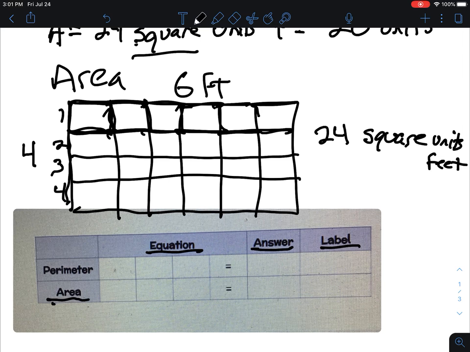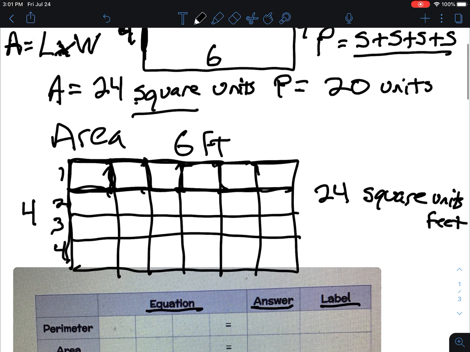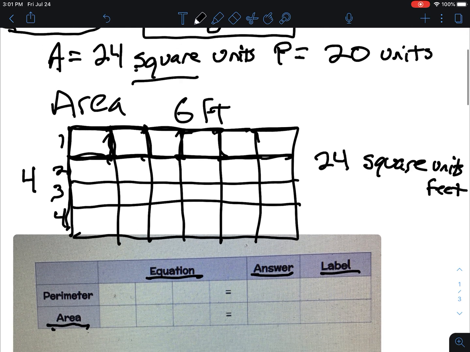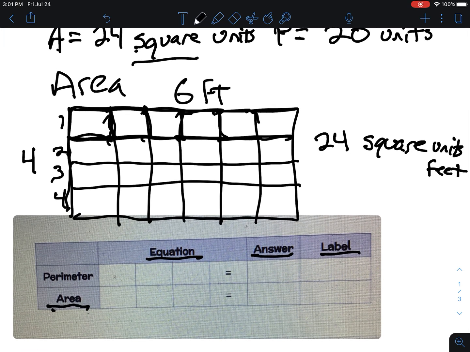So we figured out the area, so they want you to write, okay, well, what's the equation for area, right? Remember, here's the equation for area. Area is length times width. So all you'd have to do is, and I don't care what order you write them in, you could do 4 times 6, you could do 6 times 4. The answer is 24, and then you have to label it. So remember, area is always going to be square. You can abbreviate it with an SQ and a period. And in this case, it's units.